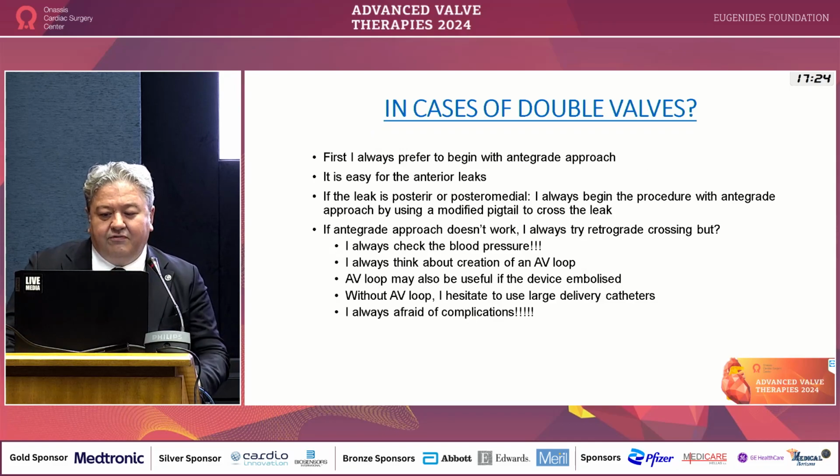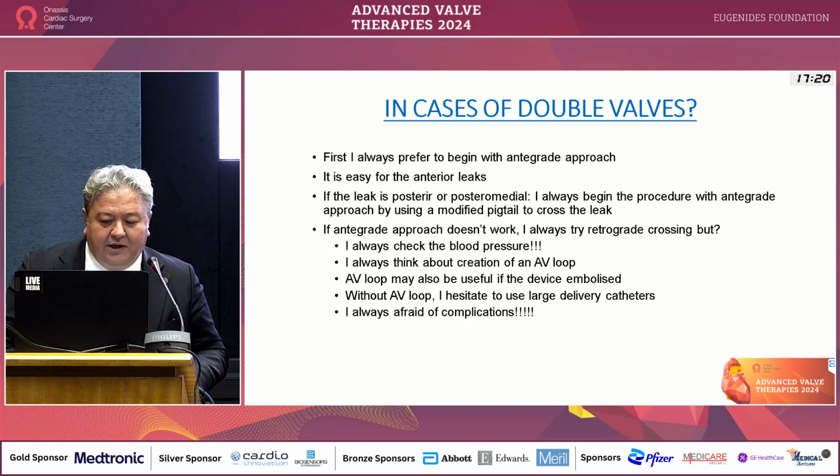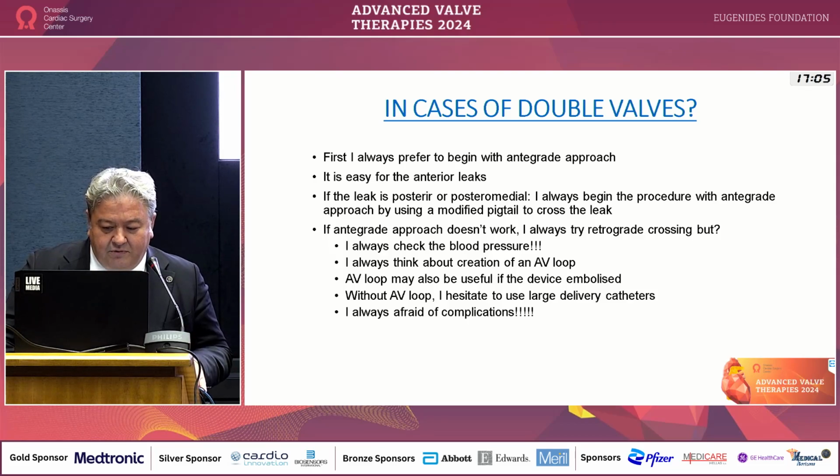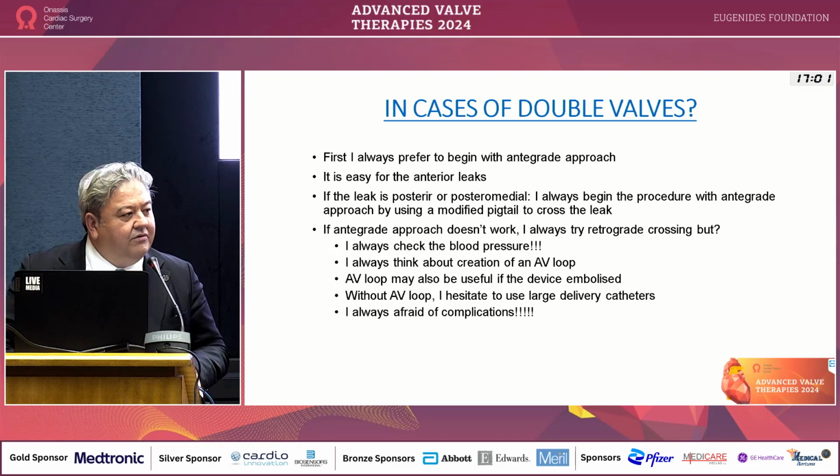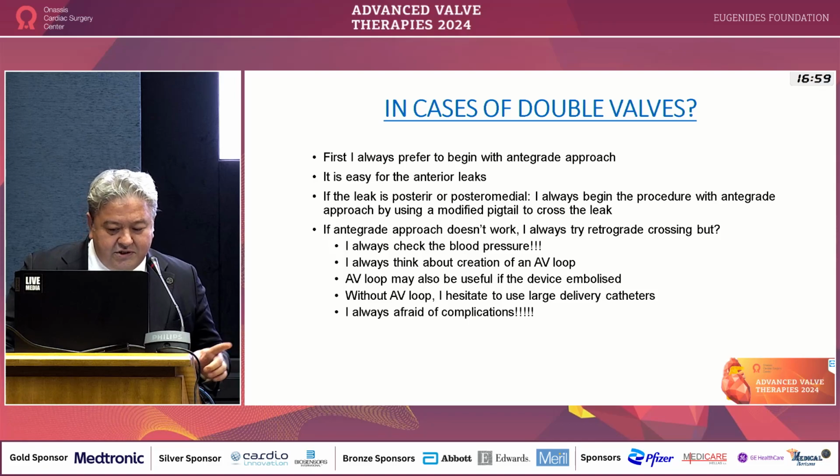So in cases of double valves, first, I always prefer to begin with the antegrade approach. It is easy for the anterior leaks, but if the leak is posterior or posterior medial, I always begin the procedure with the antegrade approach by using a modified pigtail technique to cross the leak. If the antegrade approach doesn't work, I always try retrograde crossing of the mechanical aortic valve with a wire, but I always check the blood pressure, and I always think about creation of an arteriovenous wire loop.